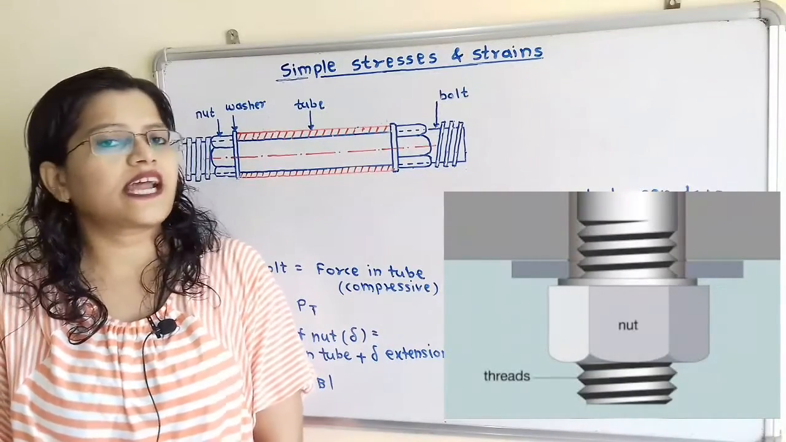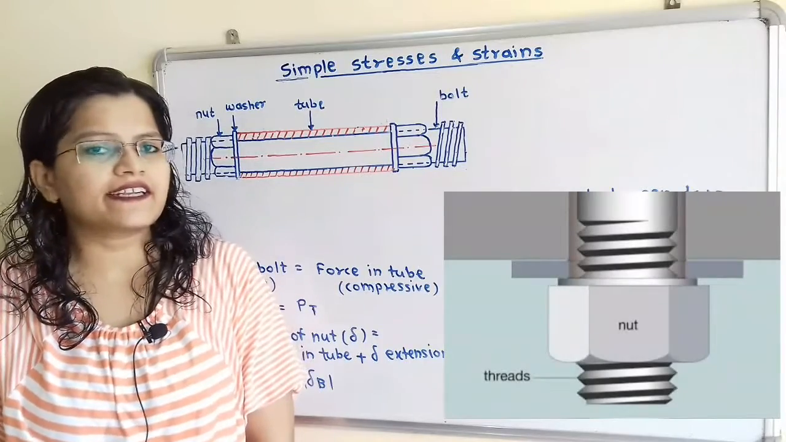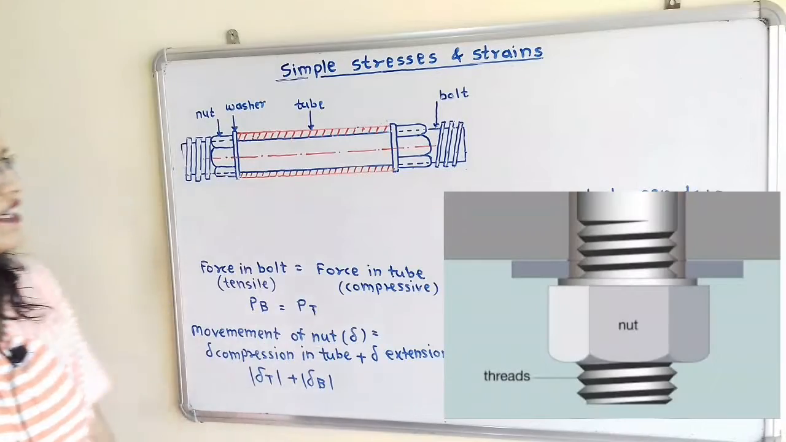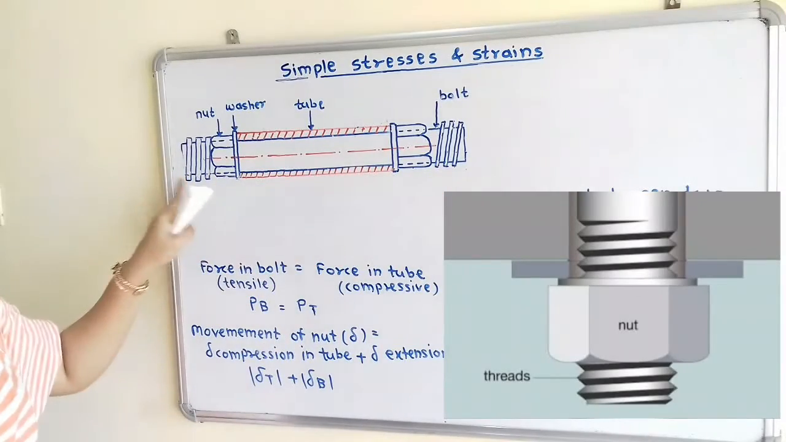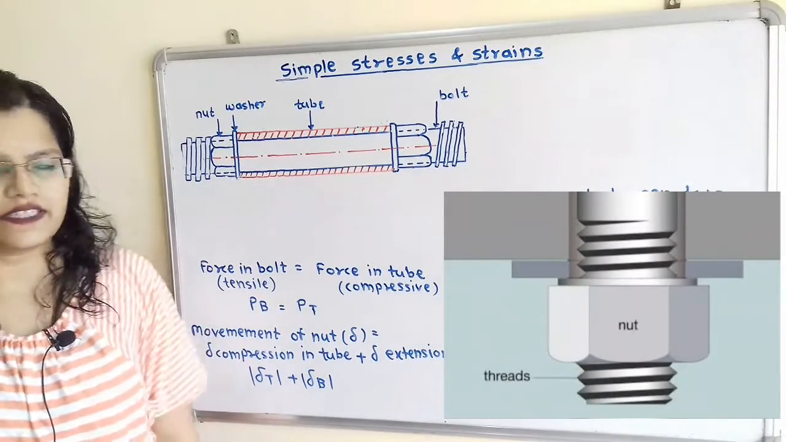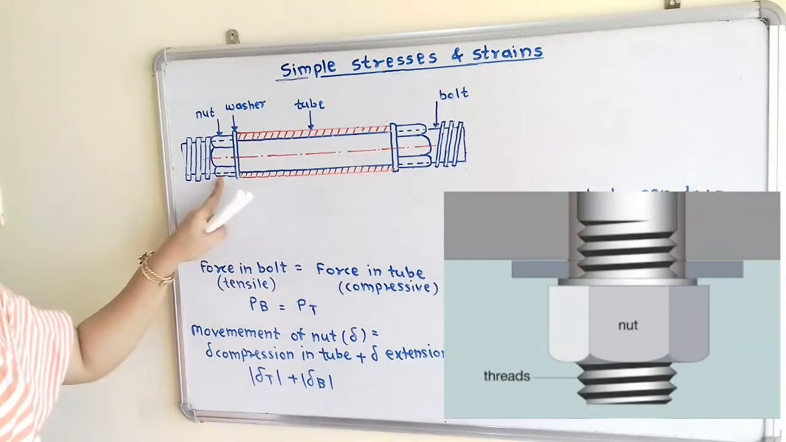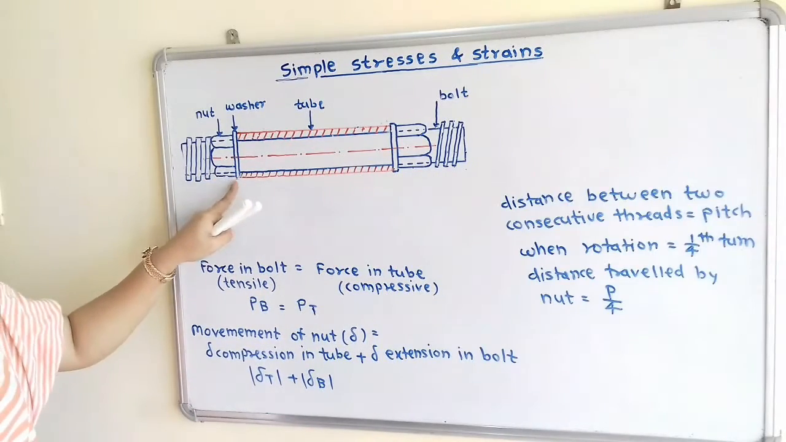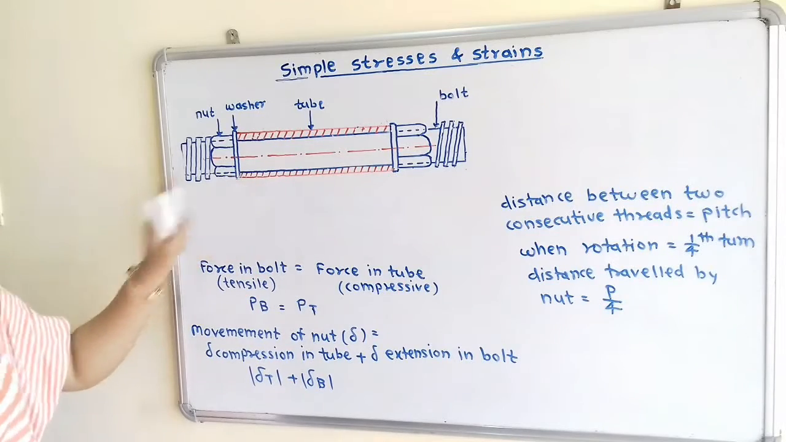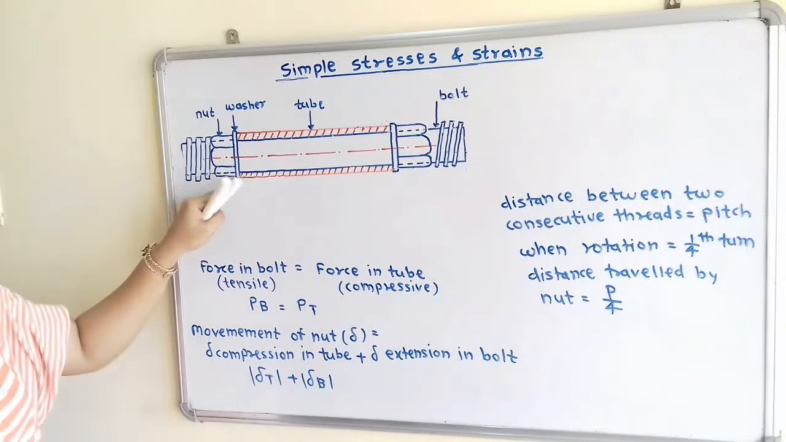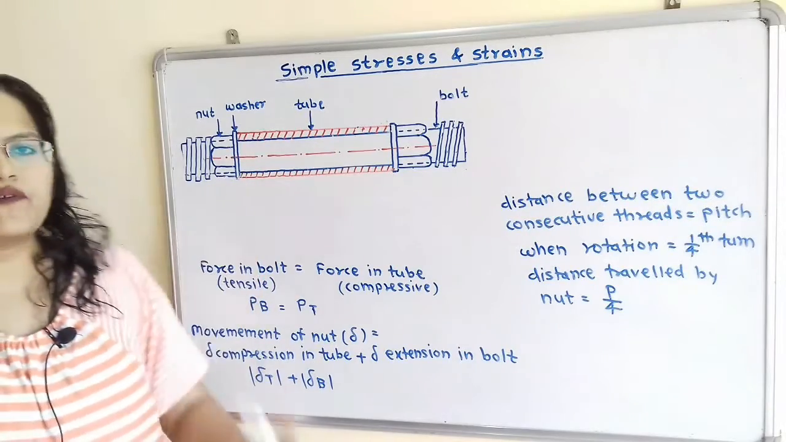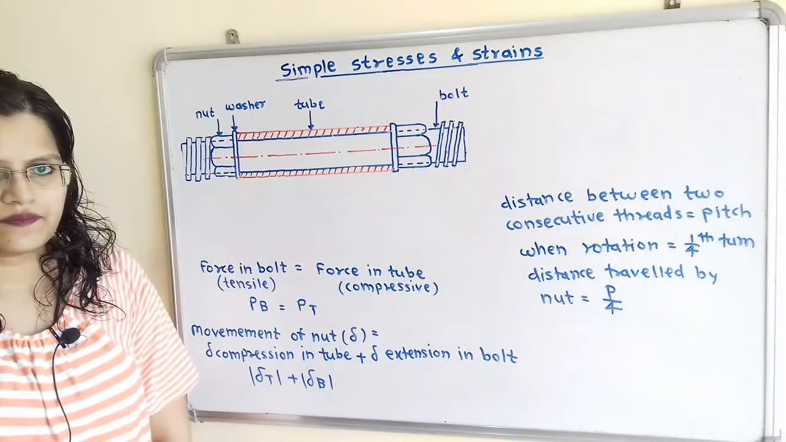Let us understand the types of forces acting in a nut and bolt arrangement. If we observe the diagram, here is the bolt which is having external threads, and this is the nut which is having internal threads. This nut is in contact with washer on both the sides, and the washer is in contact with tube. I have shown with the help of the red marker.